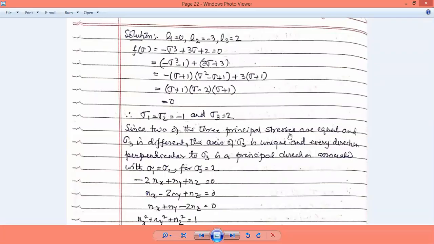Since two of the three principal stresses are equal, and sigma 3 is different, then the axis of sigma 3 is unique, and every direction perpendicular to sigma 3 is a principal direction associated with sigma 1 equal to sigma 2. For sigma 3 equal to 2. So what is this here? Both sigma 1 and sigma 2 are equal, but sigma 3 has a different value. So if two principal stresses are equal, then sigma 3 is different. The axis of sigma 3 is exactly unique, and every direction perpendicular to sigma 3 is a principal direction associated with sigma 1 and 2.